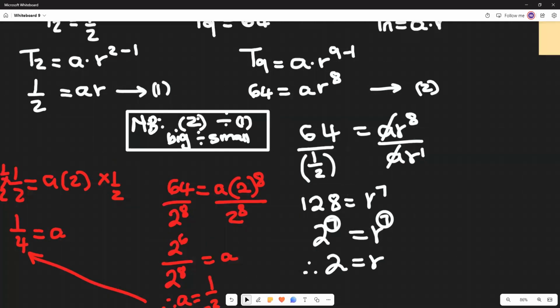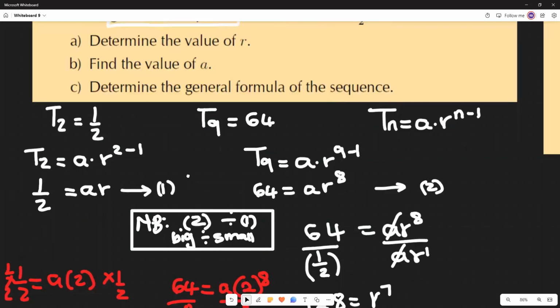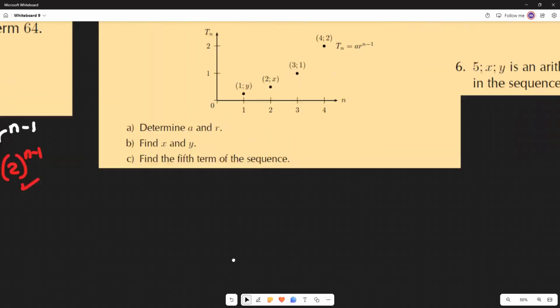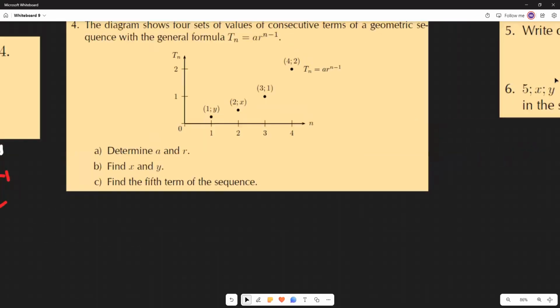Now let's check what is there. Determine the general formula of the sequence. The general formula will be basically Tn. Our A is 1 over 4, and our R was 2, and then we have n minus 1. And that's it, ladies and gents. That is the formula of the nth term. Perfect. Then now we can go to the next one.